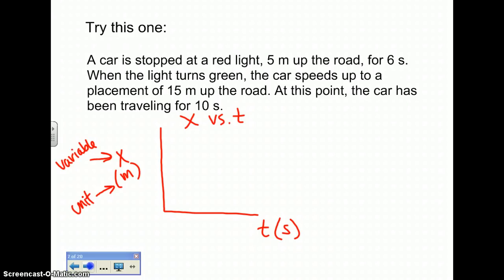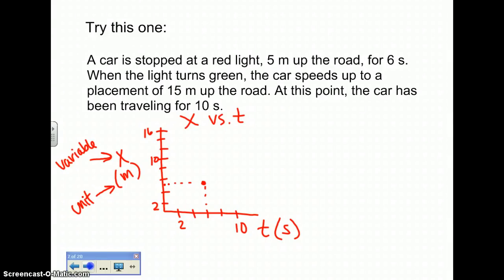Okay, 5 meters up the road for 6 seconds, 15 meters up the road, 10 seconds. So 2, 4, 6, 8, 10, 12, 14, 16. And let's see here, our time is for 10 seconds. So 2, 4, 6, 8, 10. Car stopped at a red light 5 meters up the road for 6 seconds. So here's 5 meters, and here is 6 seconds.